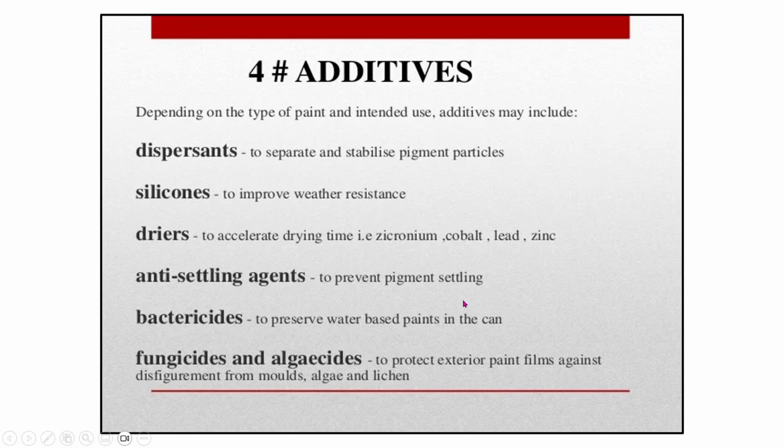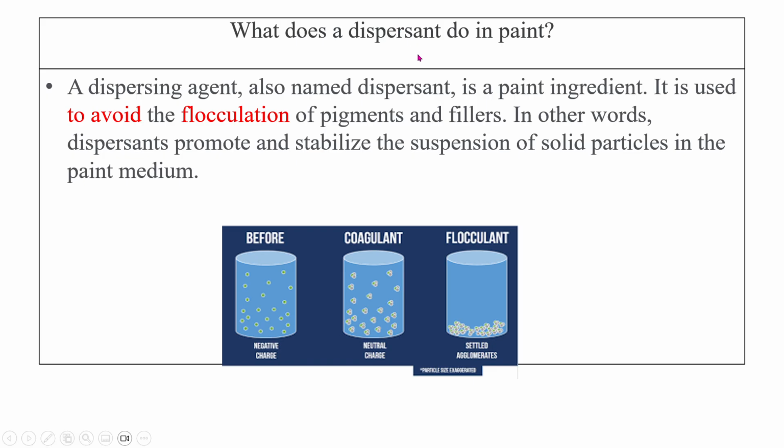Pigment can settle very quickly, so the liquid will be separated from the pigment. That is also not advisable. So for that we have to use additives which act as anti-settling agents. Bactericides: there may be some bacteria formation, but if you are using these additives, bacteria formation will not be there. Fungicides and algicides: due to weather conditions, there may be some algae or fungi that can develop on the paint material. If you are using additives, this can be avoided. What does a dispersant do in the paint?